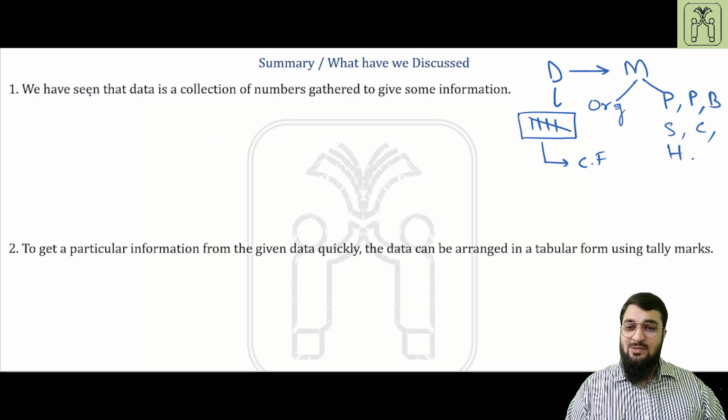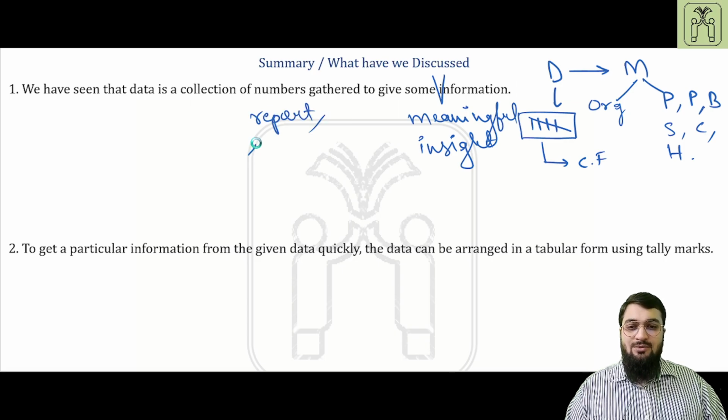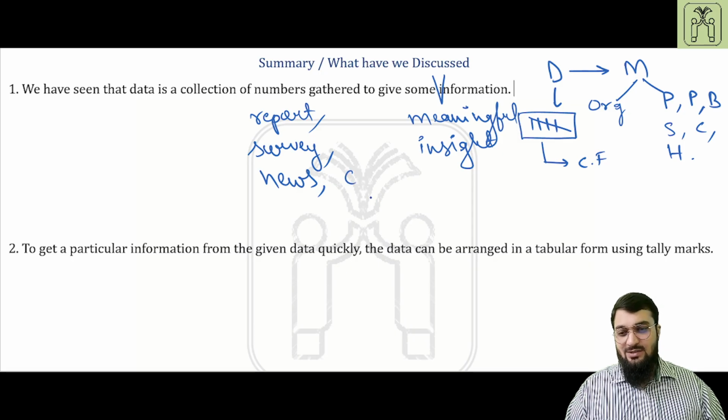Point number one says, we have seen that data is a collection of numbers gathered to give some information or to give some meaningful insight. Meaningful insight can be a report, a survey, a form of news, a form of comparison or advertisement, etc.